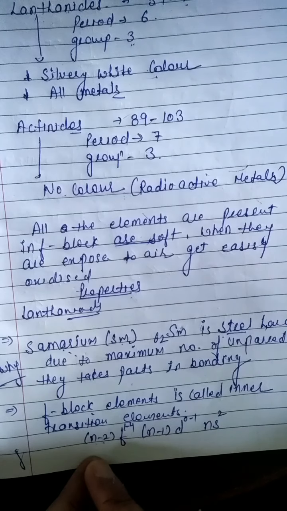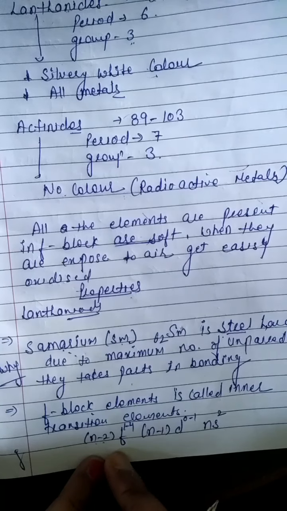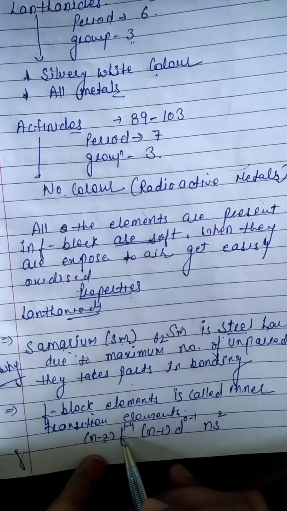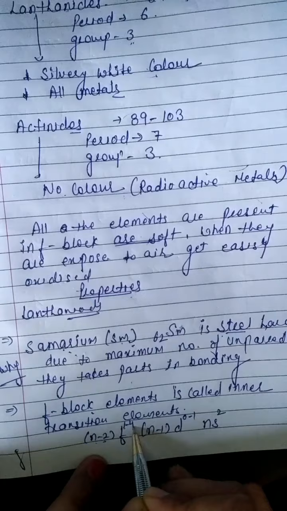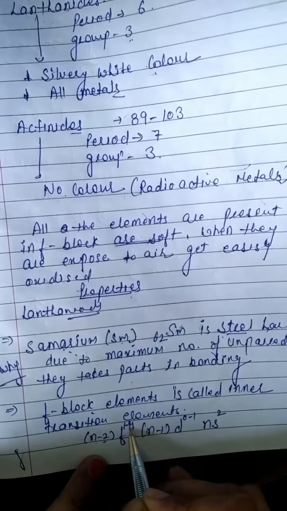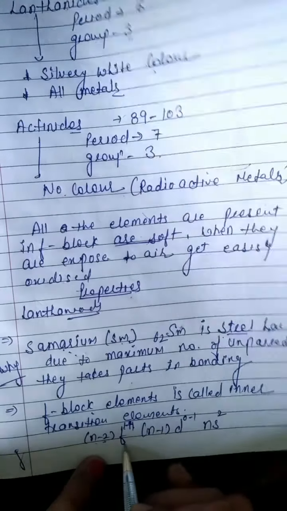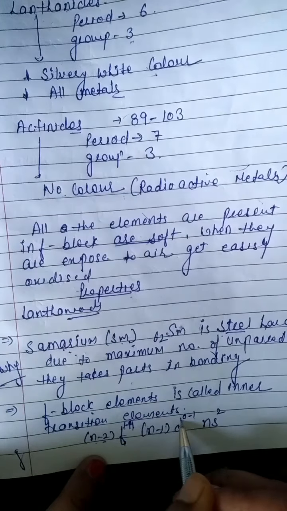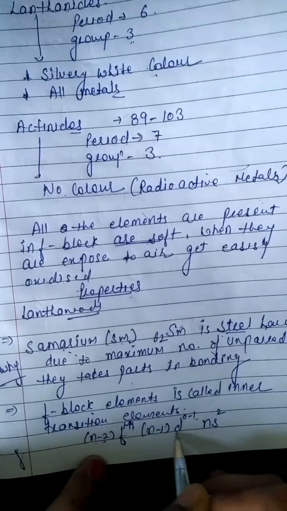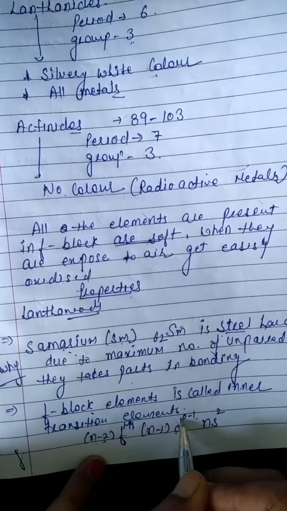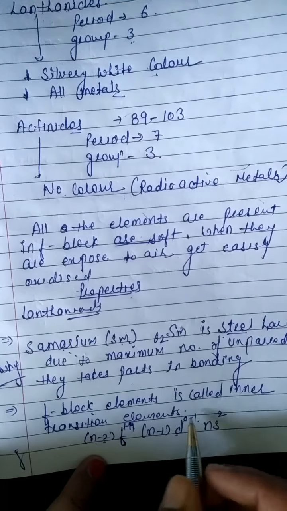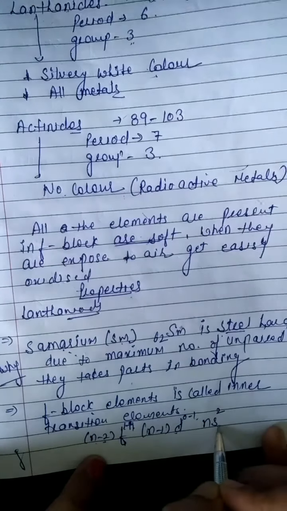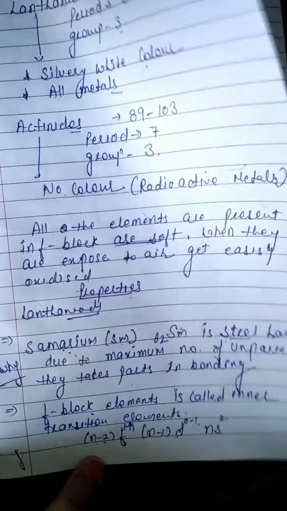Clear? This is the general electronic configuration of an f-block element, that is (n-2)f 1 to 14, because in f we have a maximum of 14 electrons. (n-1)d is 0 to 1, either one electron is present in the d orbital or zero electrons. In an s-block element, 2 electrons are present.